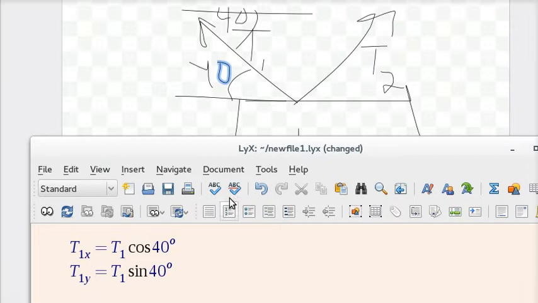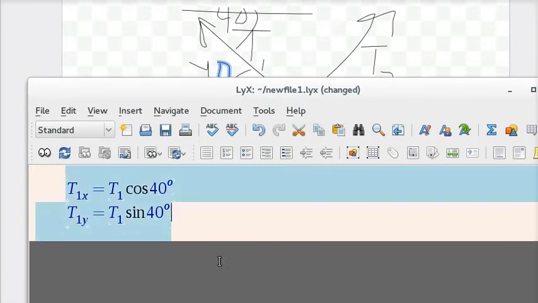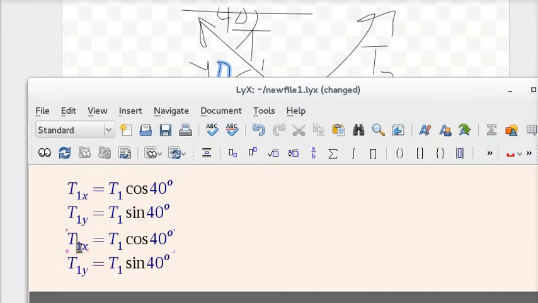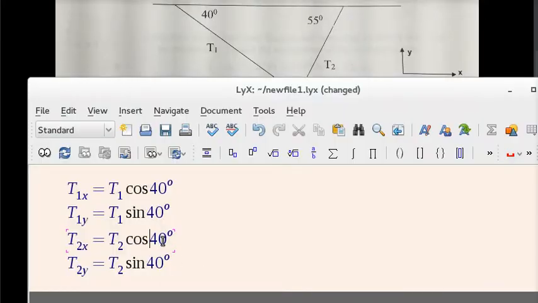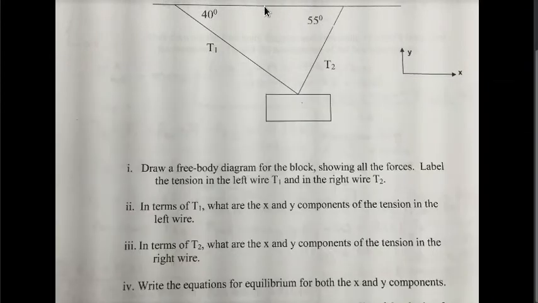And then the T2 will be quite similar. T2, x and y will be T2, and then the angle is what? 55. So there's part 2, part 3.